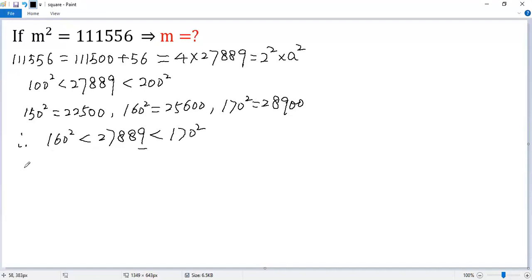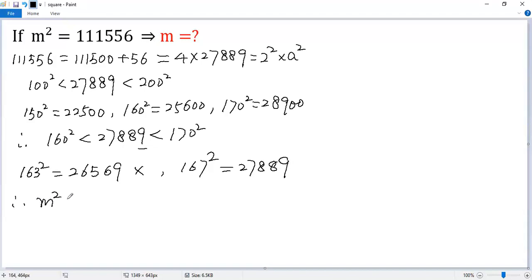So let's try 163 squared. It turns out it is 26,569. Not good. Let's try 167 squared. Yes, it is 27,889.